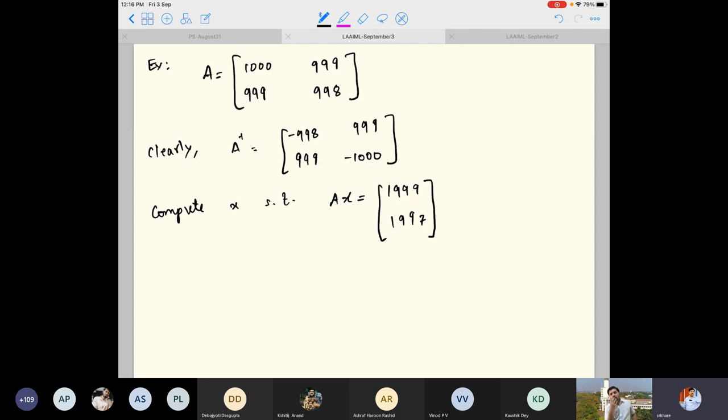So I already gave you A inverse, right? Use that A inverse, and using the A inverse, can you just tell me what is the solution? 1, 1. 1, 1, correct. So x is actually equal to 1, 1. Okay, this is one calculation.